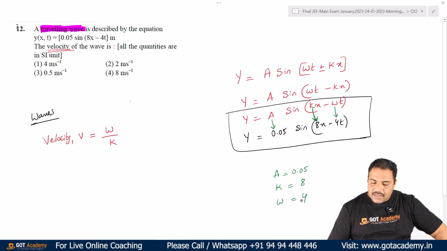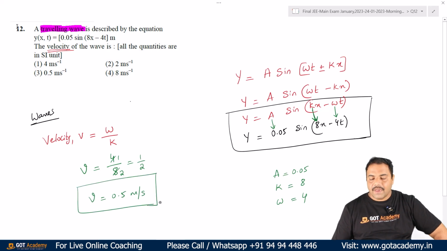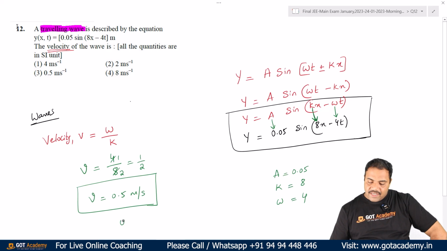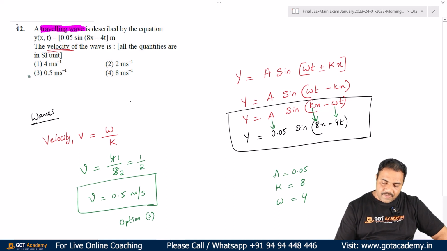Now, let me substitute: velocity v is equal to omega by k, where omega is 4 and k is 8. By cancelling these two, we get 1 by 2. So, velocity v is equal to 0.5 meters per second. With this we can say that option 3 is correct. Option 3 is correct here.